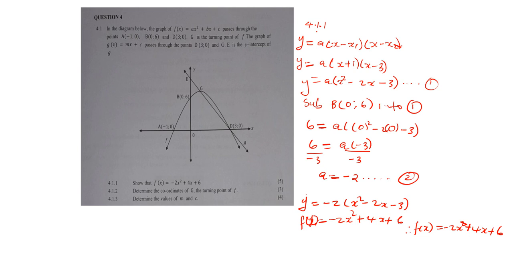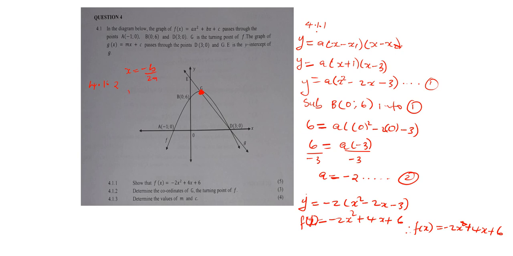Let's quickly erase this part here. They are saying they want the coordinates of G, which is the turning point in this case. So to find the coordinates of the turning point, there are several methods that can be used for people at your level, since you are in grade 12. This is 4.1.2. You can find the turning point by differentiating, or by using x equal to negative b divided by 2a.